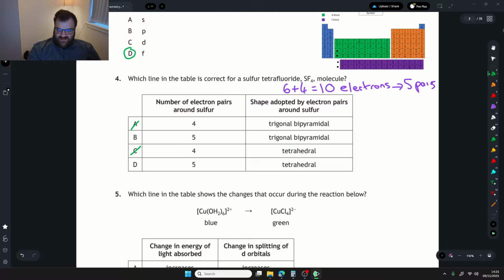Next thing, we're asked about the shape that would be adopted by the electron pairs. In a question like this, we do not care about the fact that only 4 of them are bonding. It's just the fact that we've got 5 pairs of electrons, and if there's 5 pairs of electrons, you'll have trigonal bipyramidal shape, which makes B the correct answer.